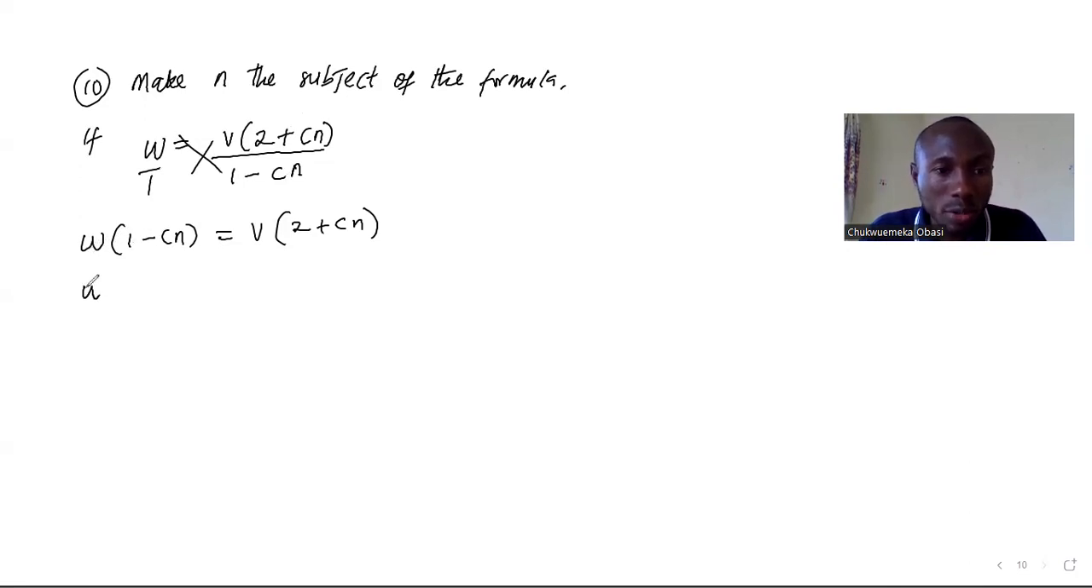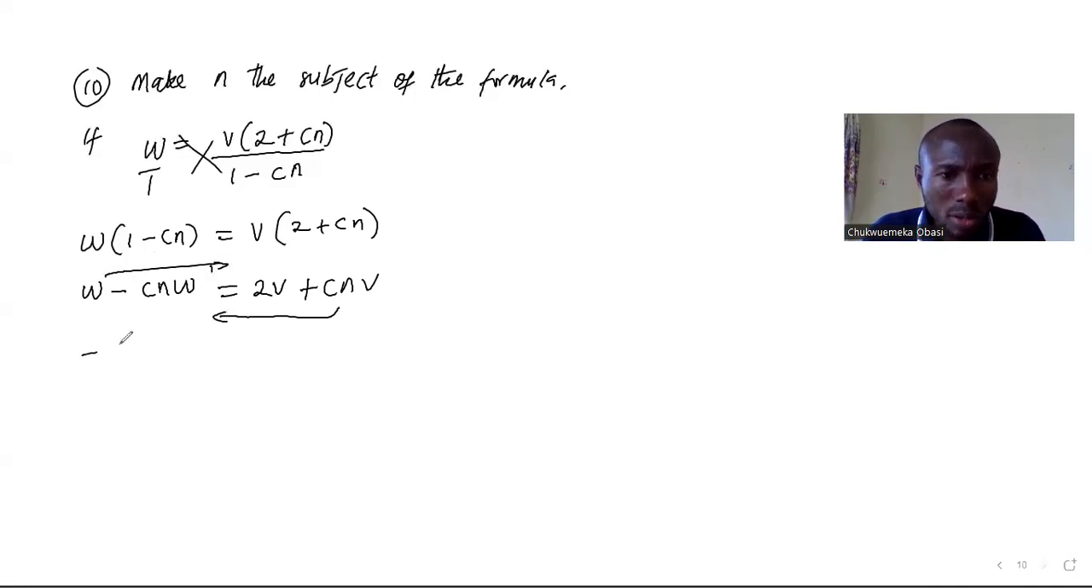W times 1 is W. W times this guy will give me minus CnW, equal to V times 2 will give me 2V, and V times this guy will give me CnV. Now we want to bring all the n to one side so that we can factor it out. So bring this n to this side and take this W to the other side. So we have minus CnW, then minus CnV equal to 2V right here, and when this W comes over, it becomes negative W.